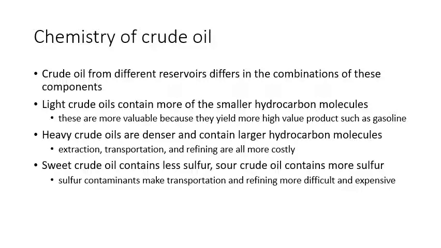A heavy crude, in contrast, is denser and contains larger hydrocarbon molecules. The extraction, the transportation, and refining are all more costly. And then we have different levels of sulfur. There's sweet and sour crude. Sweet crude oil contains less sulfur. Sour crude contains more sulfur. Sulfur contaminants are bad. They make transportation and refining more difficult and expensive. So if you're a refiner, you want light sweet crude, but that's going to be more expensive to refine. But you'll get a higher yield of more profitable products out of every barrel of oil.